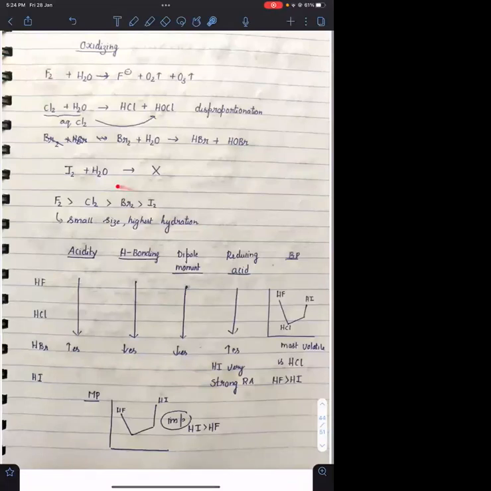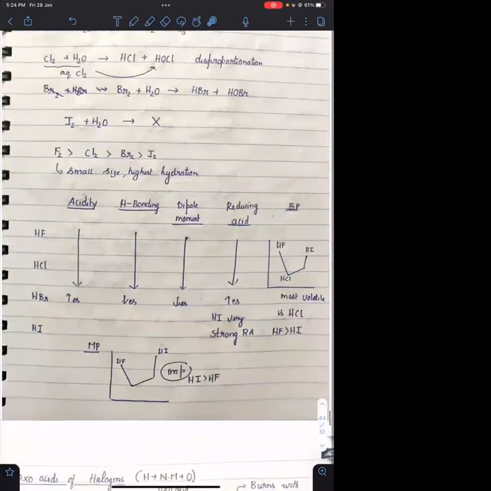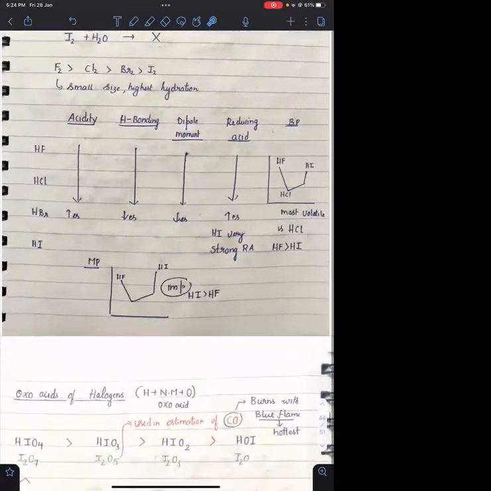Okay. Oxidizing agent strength: F2, Cl2, Br2, I2. Acidity: HF less than HCl less than HBr less than HI. Hydrogen bonding: HF is greatest, and down the group it decreases. Dipole moment: charge is the more dominating factor. As charge is the more dominating factor, HF is greatest, and down the group it decreases. Dipole moment.